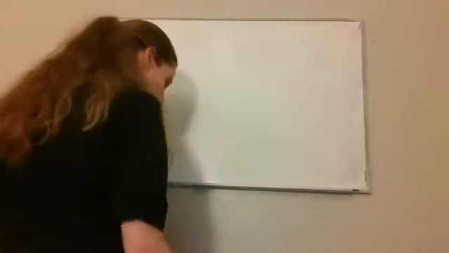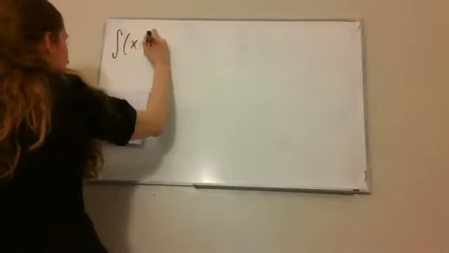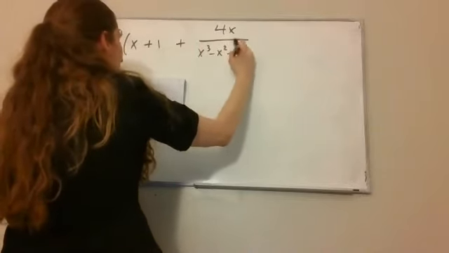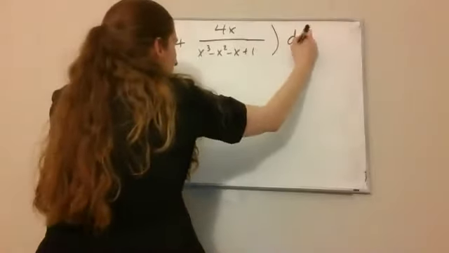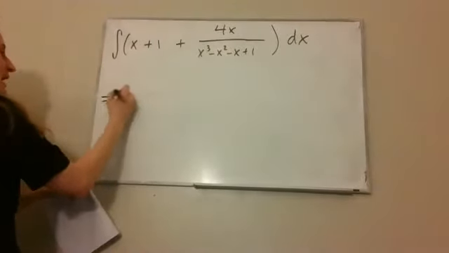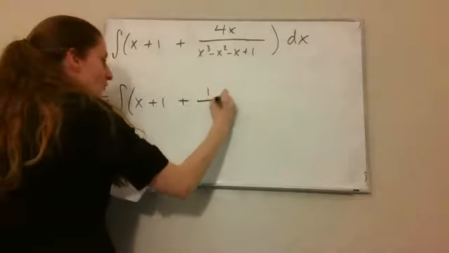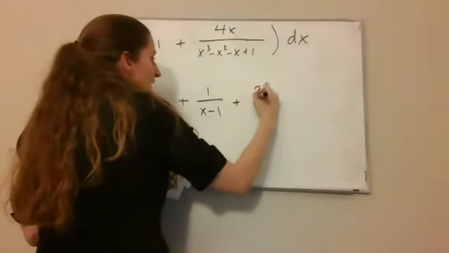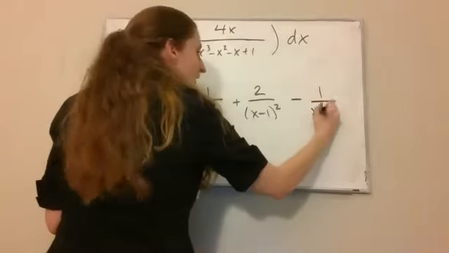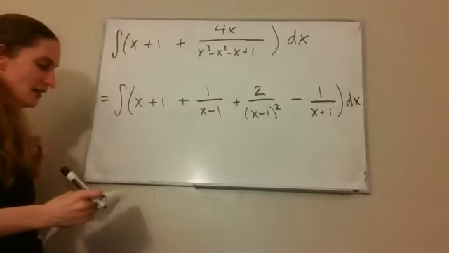So what was my original integral looking like? Well, my original integral, we had already written it, so it looked like x plus 1 plus 4x over the x cubed minus x squared minus x plus 1 dx. And all that work we just did finding a, b, and c was to rewrite this last term. So using my a, b, and c that we found, I have my x plus 1 plus my a over x minus 1 plus my b over x minus 1 squared plus my c over my x plus 1 dx. And now we are ready to integrate.